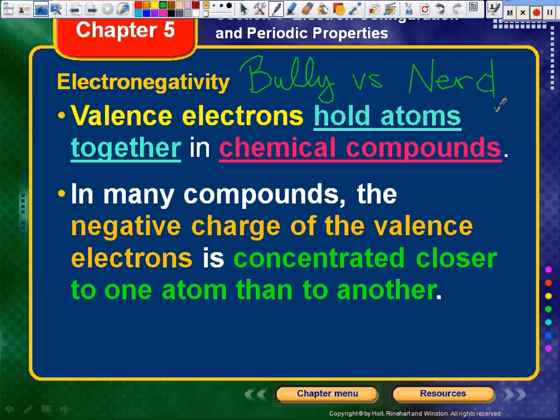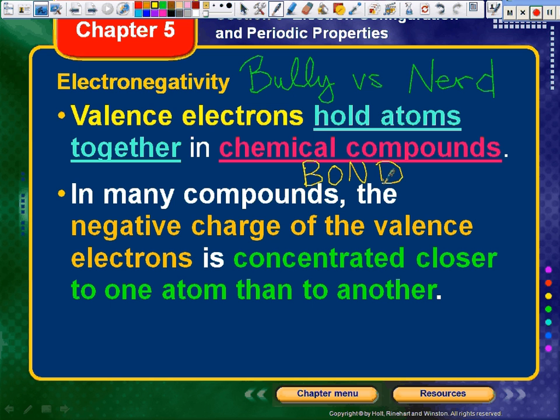So here's what we need to talk about. Valence electrons. Where are they? The outermost orbital, right? Valence electrons hold atoms together in a chemical compound. What is another word to make chemical compound easier to say? In a bond. Okay? Valence electrons hold atoms together in a chemical bond. So, if you have atom A and atom B stuck together, first of all, what's holding that? What is it called when they're stuck together? A bond.